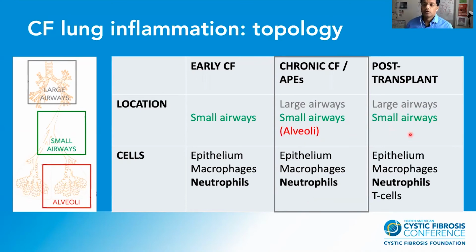After transplant, you have inflammation again occurring in the lungs, small and large airways, and this time, in addition to the three cell types we talked about already, T cells are also involved. Obviously, the pathology pre-transplant and post-transplant are very different. So we're going to be talking mostly about what's happening in early and chronic CF pre-transplant today.